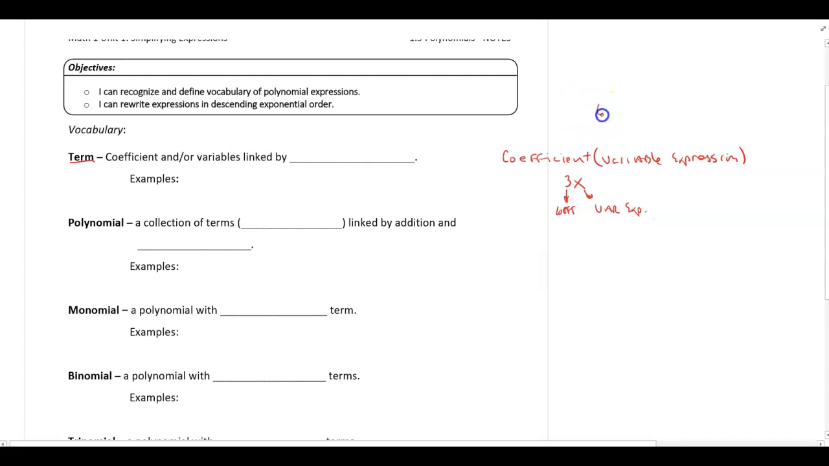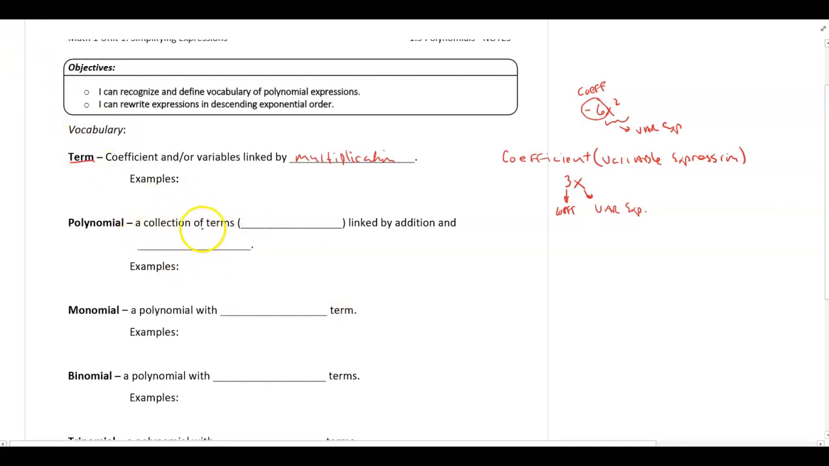Another example, if I have like 6x squared, or say negative 6x squared, negative 6 is my coefficient. X squared would be my variable expression. So a term is a coefficient and or variables linked by, in this case, multiplication. If you look here, that negative 6 times x to the second tells us that they're linked by multiplication.